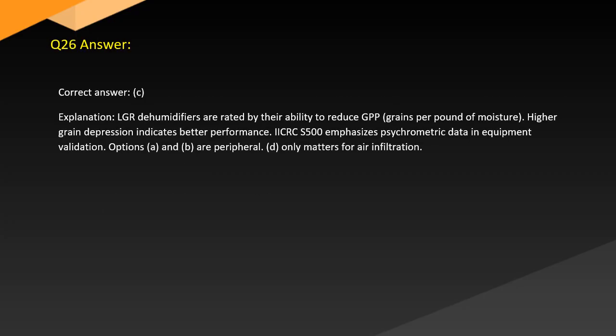Answer. Correct answer, C. Explanation. LGR dehumidifiers are rated by their ability to reduce GPP, grains per pound of moisture. Higher grain depression indicates better performance. HRConquer emphasizes psychrometric data and equipment validation. Options A and B are peripheral. D only matters for air infiltration.